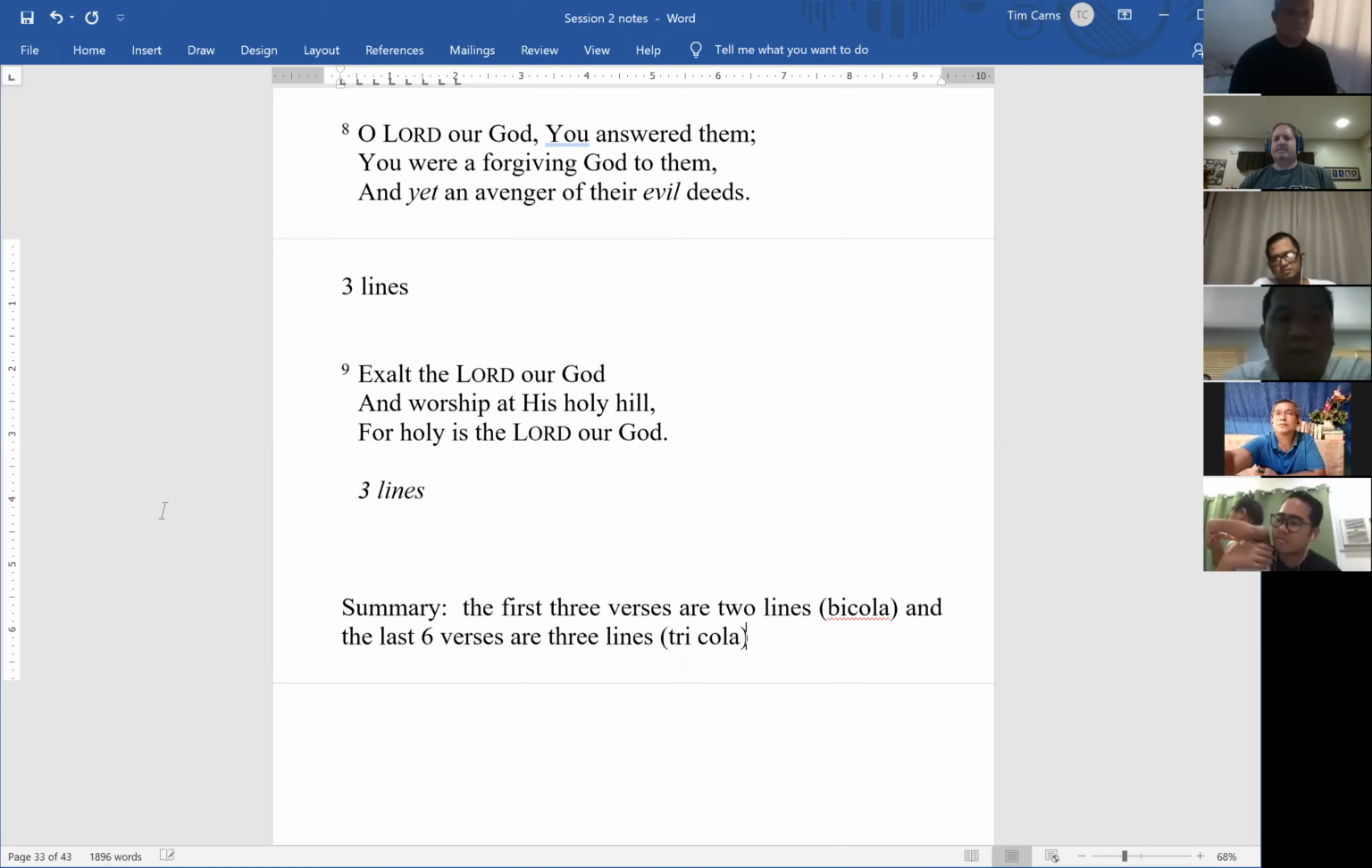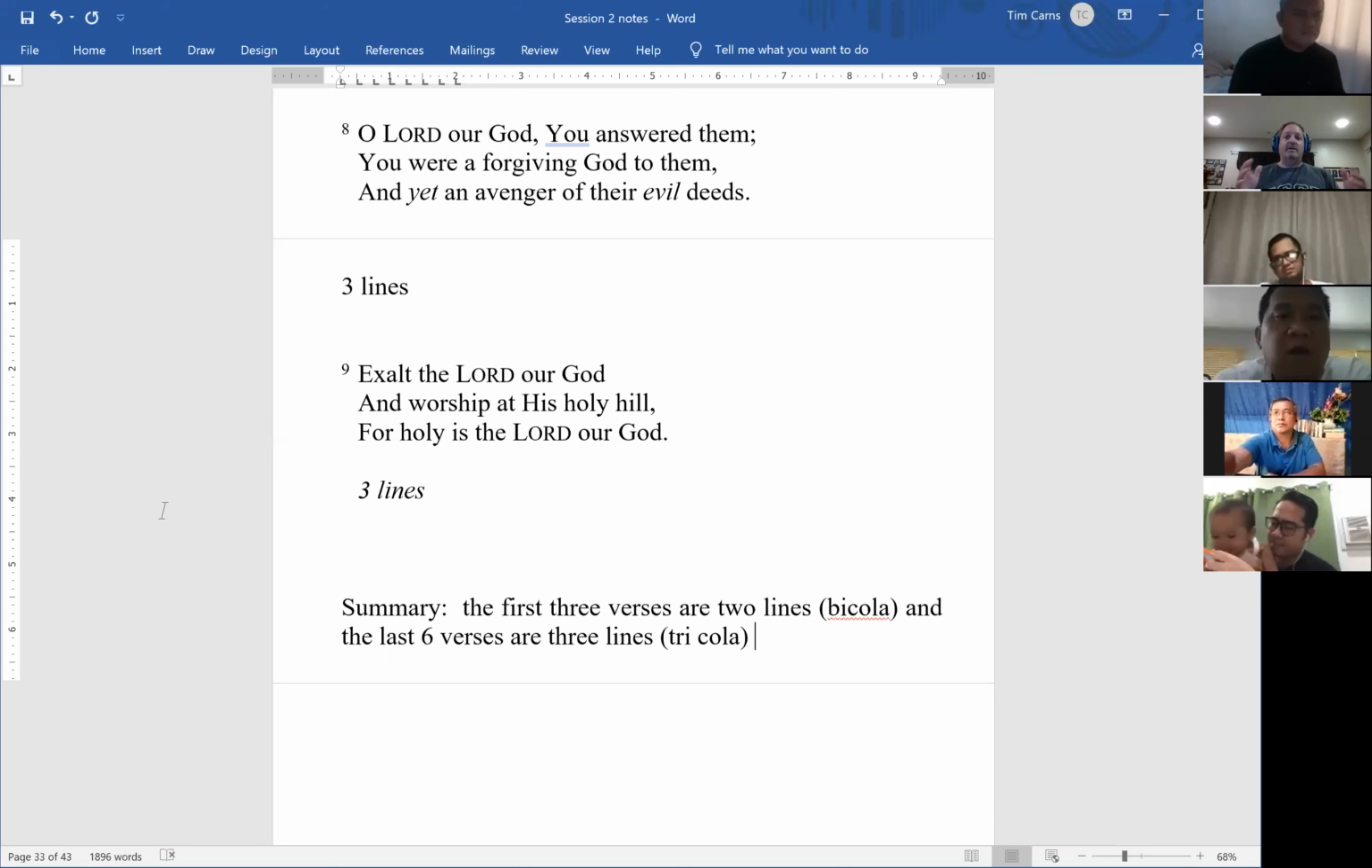Now, we might ask ourselves, is that intentional by the author? Is he trying to show us something by that difference? Maybe, maybe not. We'll have to study the poem more to determine that. But sometimes the author will change the number of lines on purpose to make a point. Just keep that in mind. For example, you may have a poem that's all two lines and then one verse in the poem is three lines. The author may have done that on purpose.